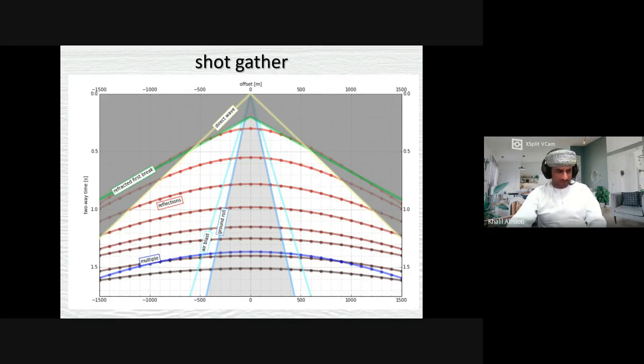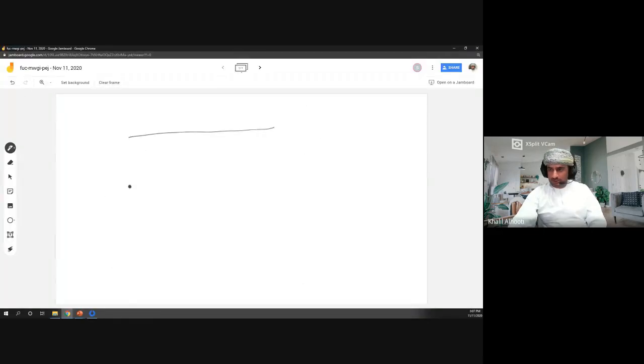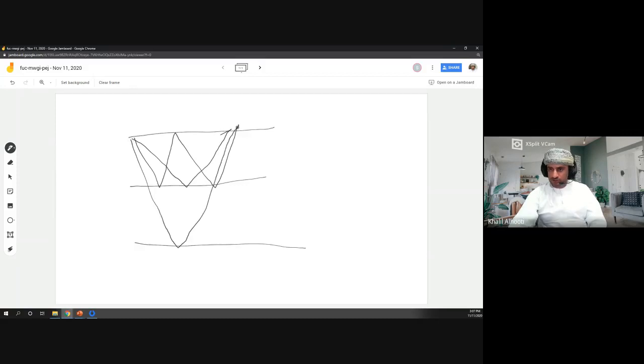What's a multiple? If I ask you this question: this line is C, this is B, and this one is A. Which one is a multiple? A, B, or C? B. B is a multiple, yes.